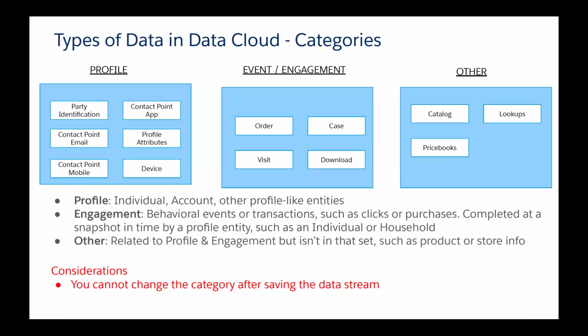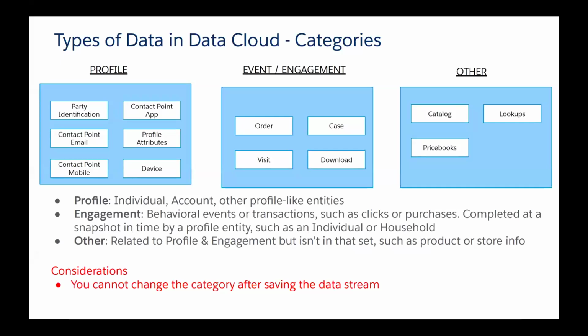So categories are generally chosen by the user, although there are some exceptions, like the Individual DMO, which always uses the profile category as it's really designed to store profile data. Additionally, when using Salesforce connectors, like from Sales Cloud and Marketing Cloud, they actually enforce default mappings or category assignments that can't be changed. But on this slide here, we see some examples of different data categories.